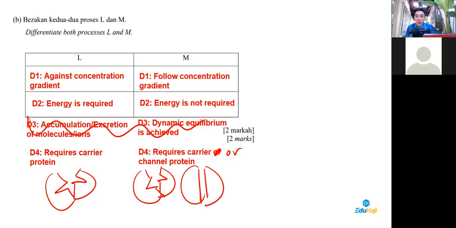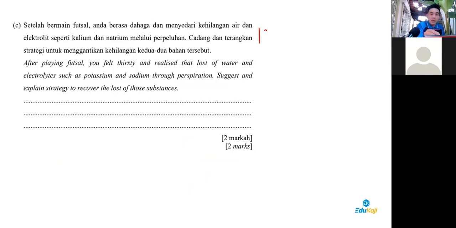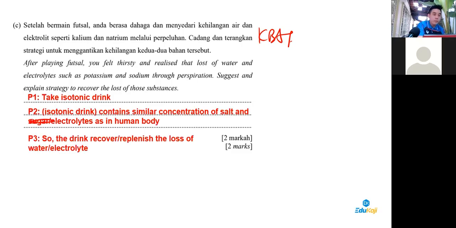And finally, one last question. This is a little bit KBAT based. After playing futsal, you feel thirsty, and you realize you lost a lot of water. Suggest what you should do. Of course, you have to drink isotonic drink because it has the same amount of electrolyte. They also accept sugar, but I think electrolyte is more accurate.